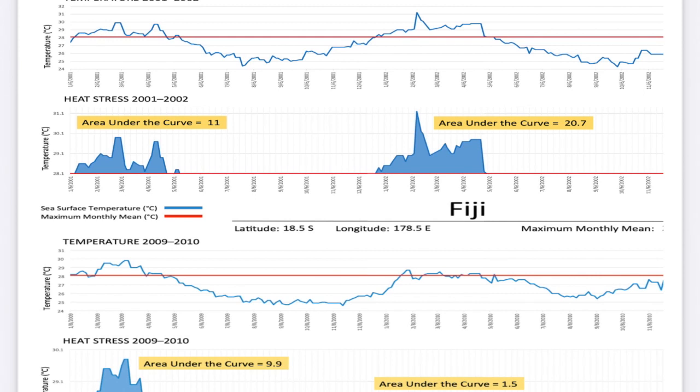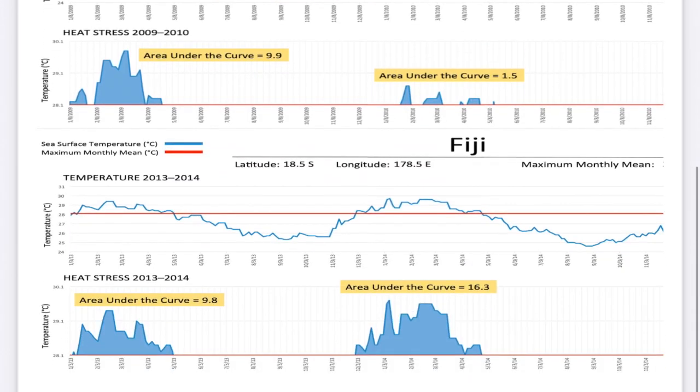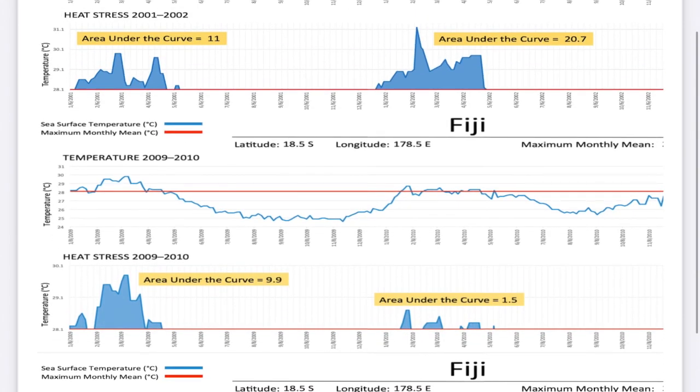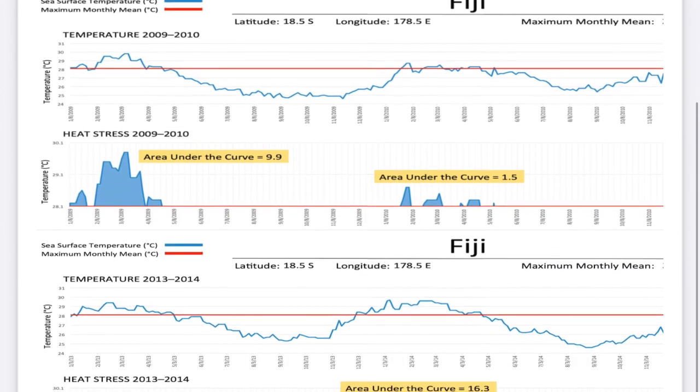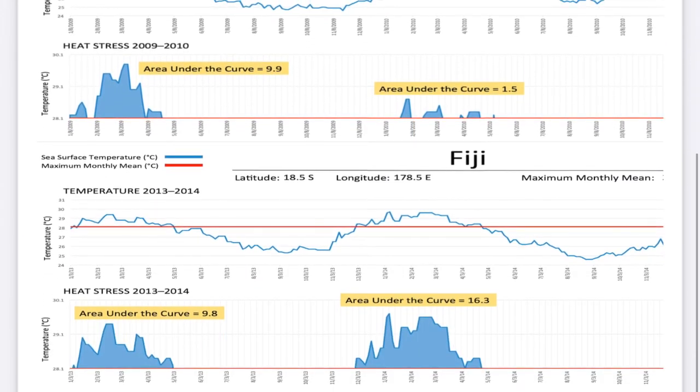So you want to make sure you're looking at the right one. So we're looking at 2002. So we're looking at the one on the right for all of these. And so we see that in 2002, it was 20.7 weeks, which is a lot. But in 2010, only 1.5. And then back in 2014, there was 16.3.